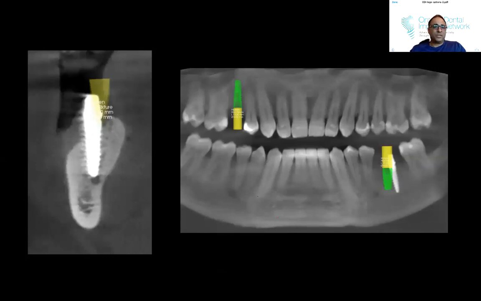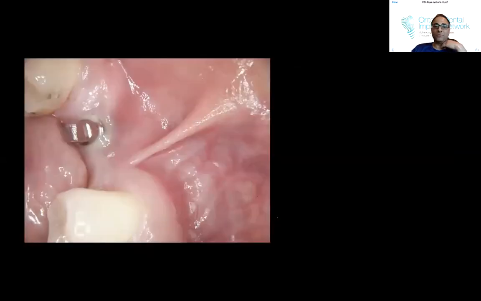So now the challenge is the implant is there. It's non-restorable. What the hell are you going to put on that that's going to actually last? You'll see the picture in a second. Thankfully it's not in the right position. I had to place an implant in his upper right, and I also wanted to do an immediate in the lower left. Obviously we have to be mindful of the nerve. So this is what the case looks like.